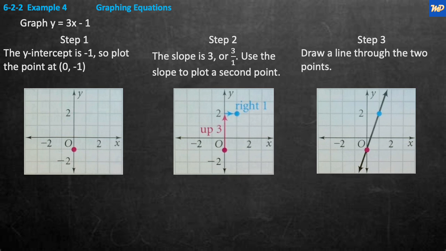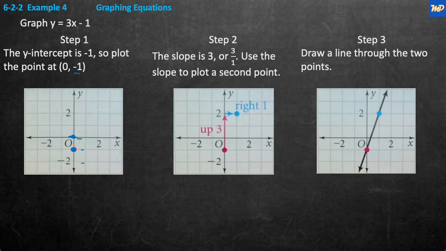Okay, 0, comma, -1. That's easy because x equals 0 is right there where the two axes cross. And y, they're saying, is -1. Right here at the point 0, -1. So here it is, y is equal to -1 right there. So there's our first point, that's our y-intercept.